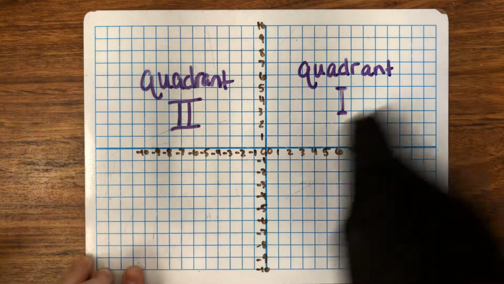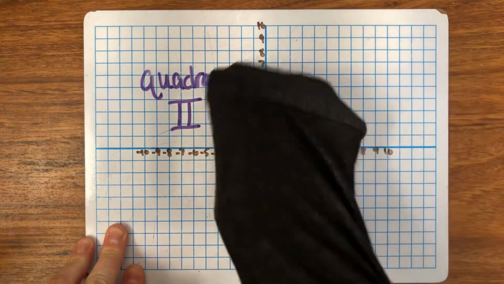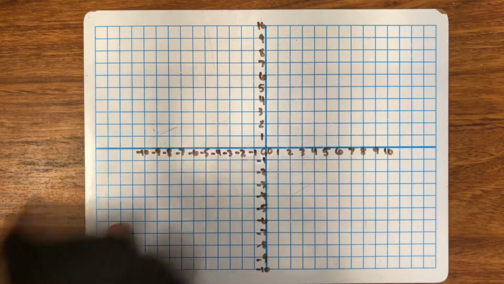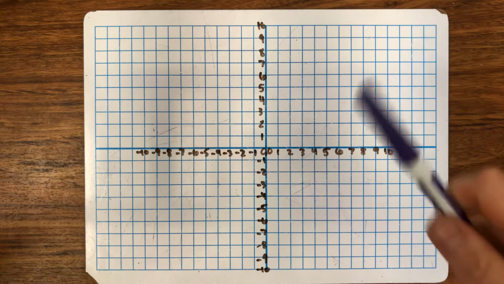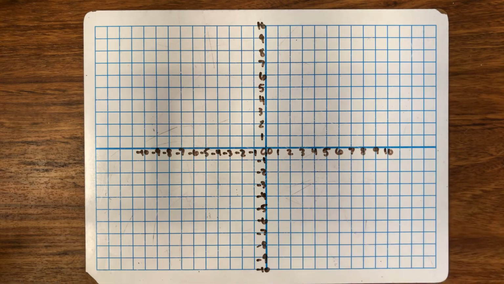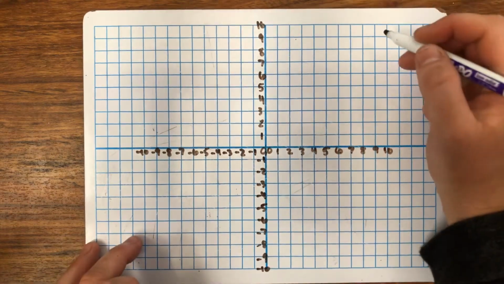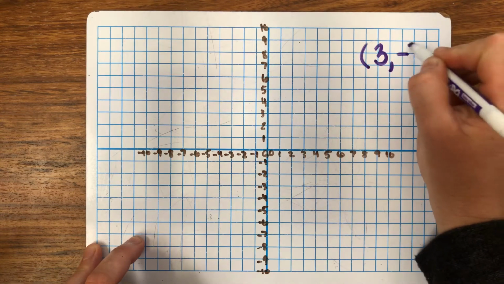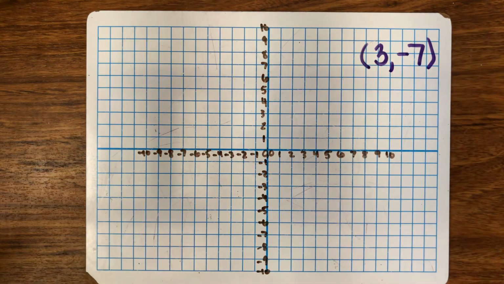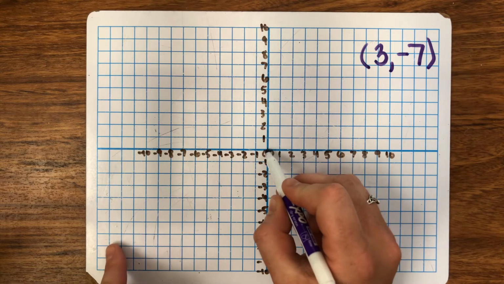Now, the only thing I noticed on the Google form that people were messing up on was just mixing up some of the negatives and positives, or you might have gone up instead of down or left instead of right. So let's look at this first point. Let's graph 3, -7. So again, we always start at 0, 0. And what is that called again? 0, 0. It's called the origin. So we start at the origin.